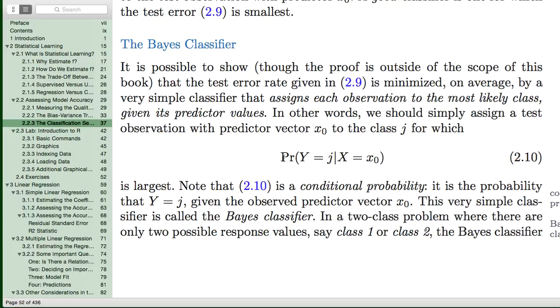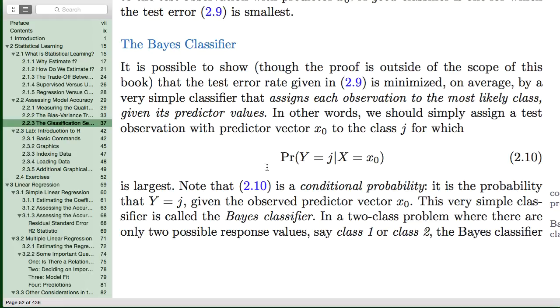And this is a mathematical expression to encapsulate that notion. The probability that y is equal to j, given, that's what this vertical bar means, given that x is equal to some vector x naught. So all the predictor variables are in some configuration. And what is most likely given that the predictor variables are in that configuration? That's the gold standard. In general, this kind of expression is a conditional probability expression. And if you've been exposed to Bayes' rule, you know all about conditional probability expressions.